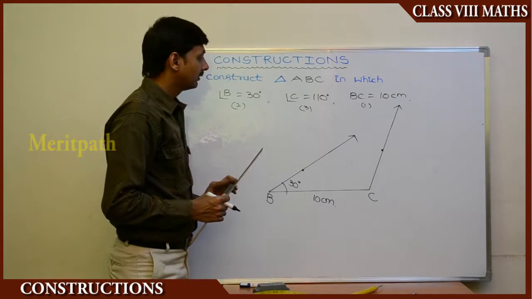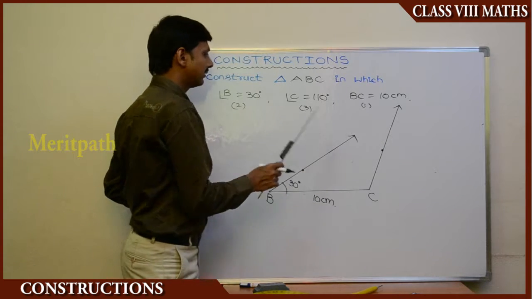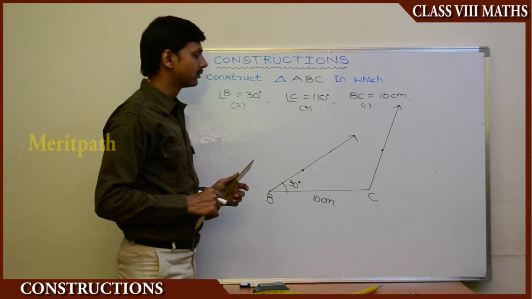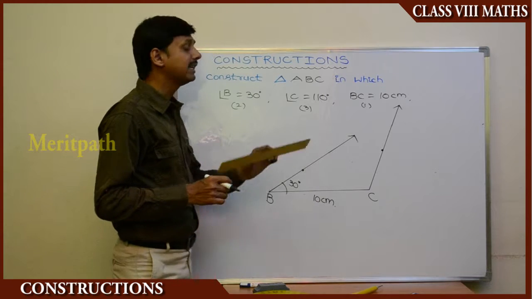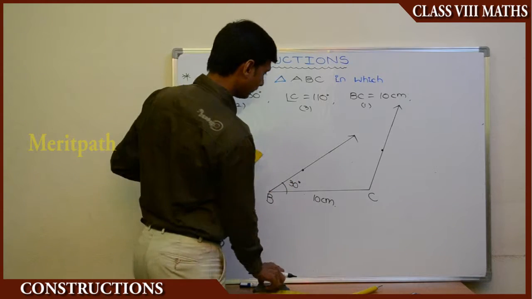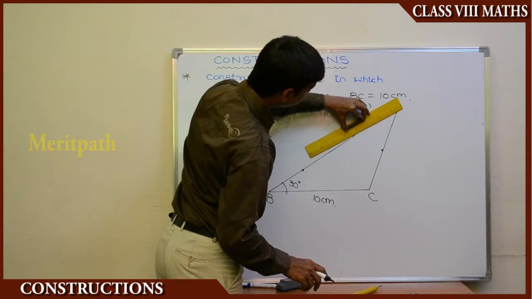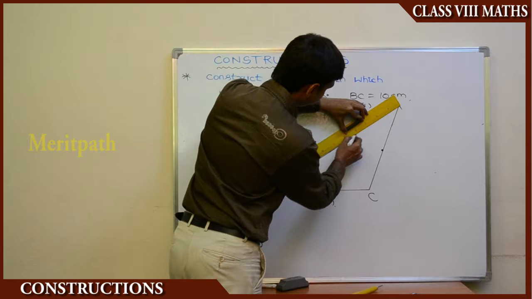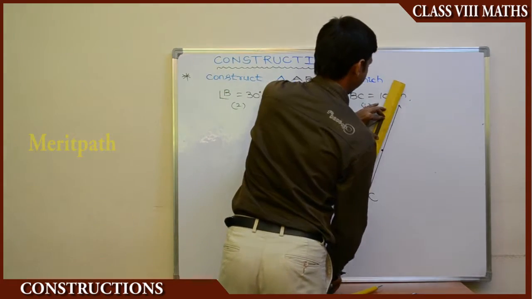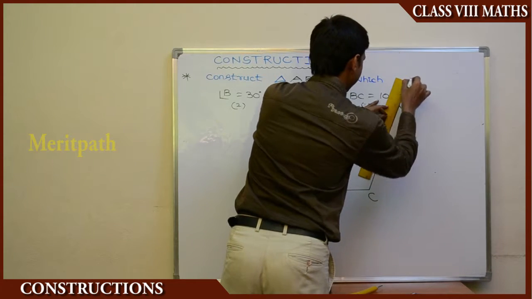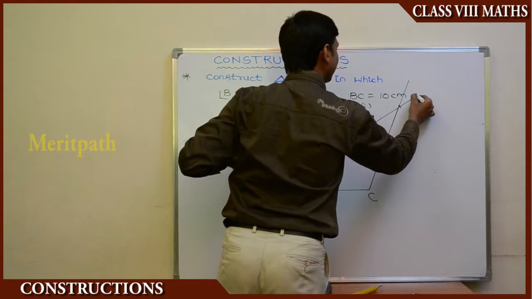Now let's observe these two rays are not intersecting together. So this is a ray and this is a ray, but these two are not intersecting. So we need to extend these two rays. Where they are intersecting, we need to take that point and name it as A. So let's take this ray and let's extend. We extended these two rays.